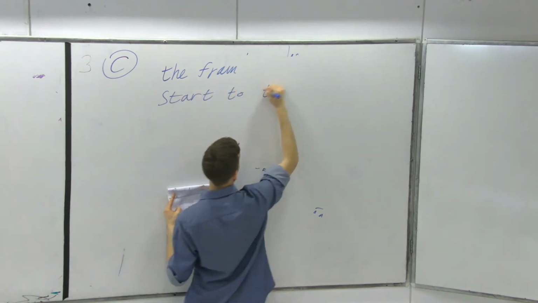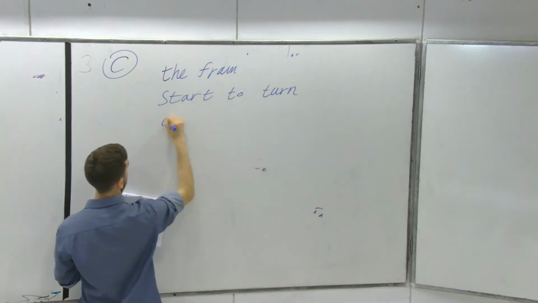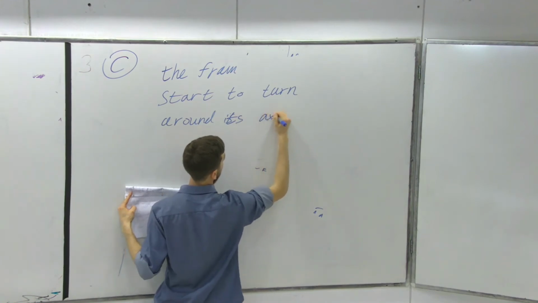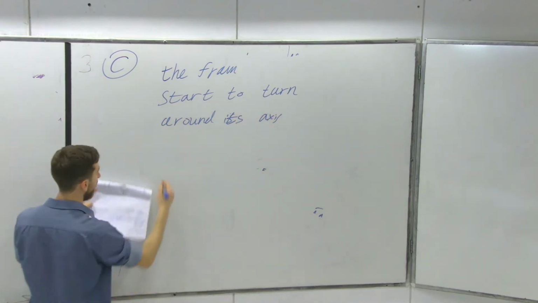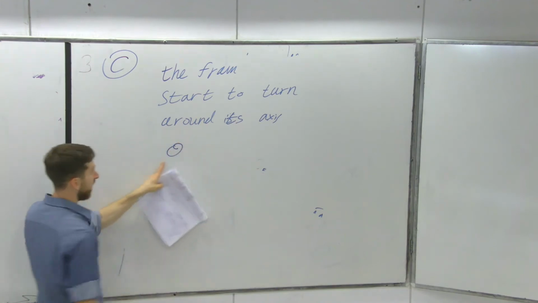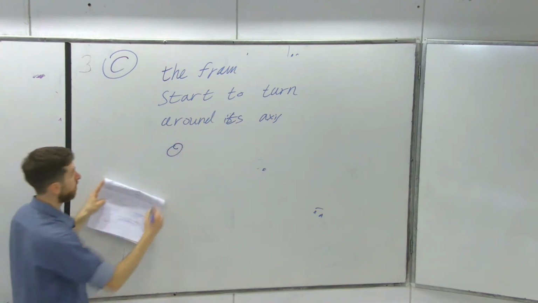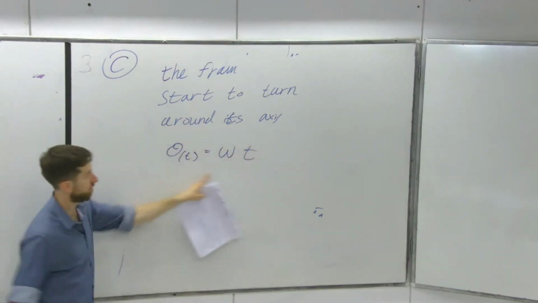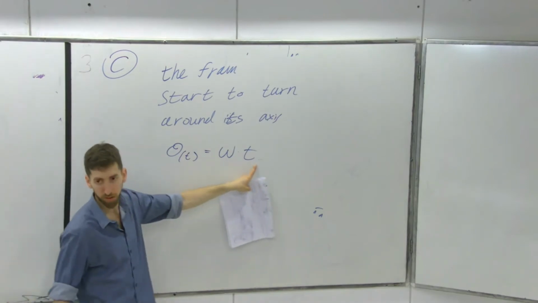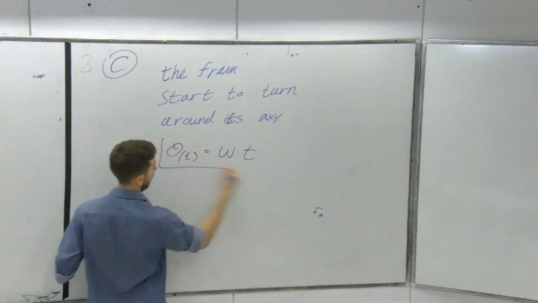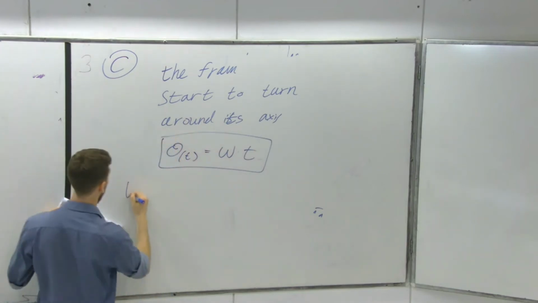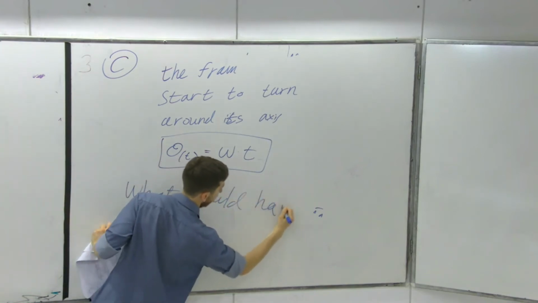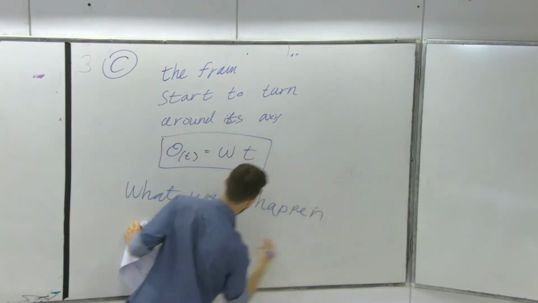The frame starts to turn around its axis. Let's give us the velocity, how fast we're doing that. So theta, the angle of the frame, is actually equal to omega multiplied by t. Okay? This is how it's changing. Good? So it starts to move. What would happen to the frame?